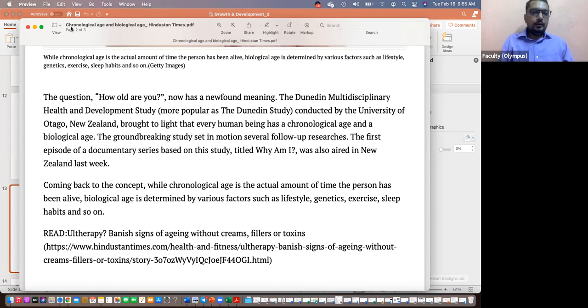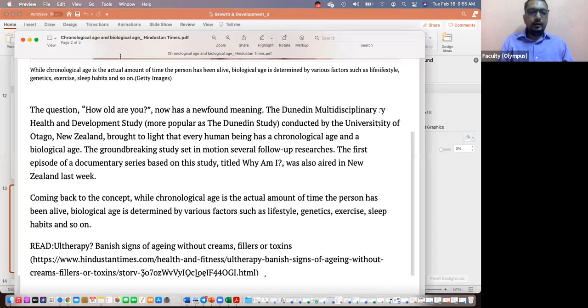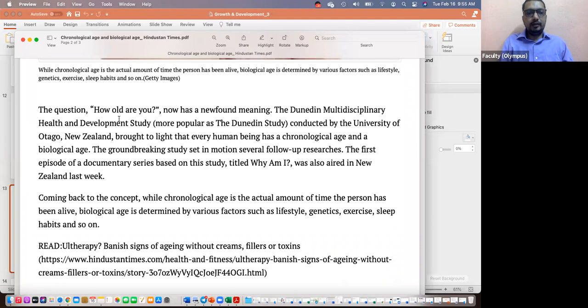There is something called the Dunedin Multidisciplinary Health and Development Study. This is called the Dunedin study, conducted by the University of Otago, New Zealand. They studied age-related phenomena, and they put emphasis on the difference between chronological age and biological age.